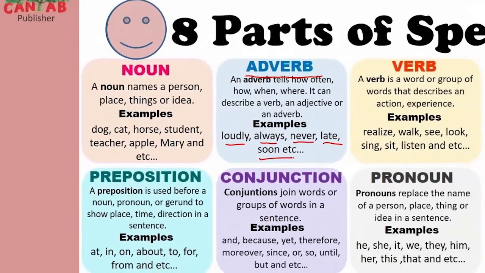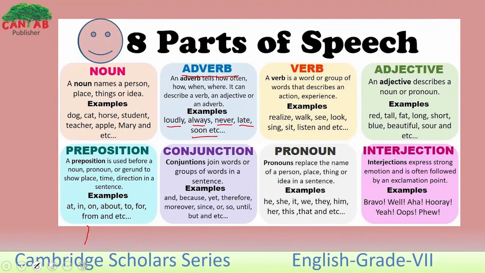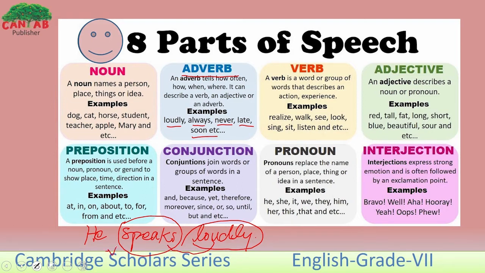Let me give you an example in the form of a sentence. He speaks loudly. Here, the adverb is loudly and speaks is a verb. Here, the adverb loudly is modifying and telling you more about the action speak. That is how it's done, how the speaking is done. Speaking is done loudly.